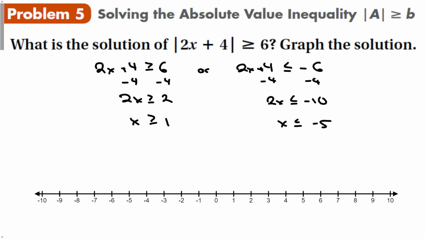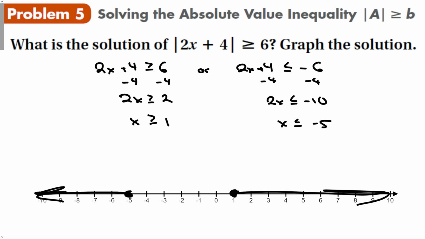Remember, of course, if I divide by a negative, which I didn't, I should change the sense of the inequality again if I have to. And now these should go in different directions. So we have a solid dot at 1 and a solid dot at -5. And we go to the left there, or to the right there, and to the left there.